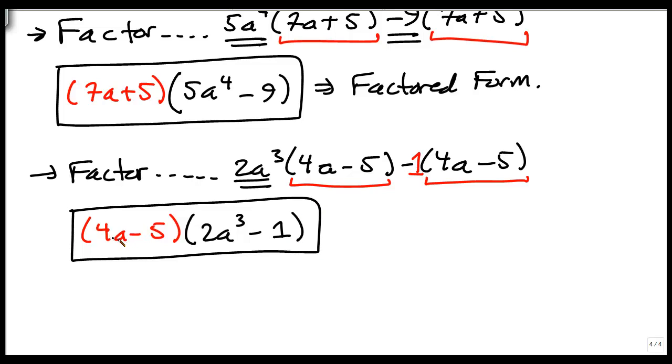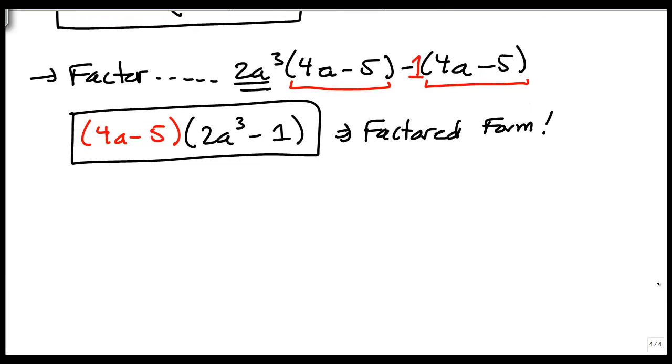Now if we distribute, we have 4a minus 5 times 2a cubed, that's here, minus, here's my minus, 1 times 4a minus 5. Now if this minus 1 wasn't here, the only thing I'd get back when I checked my answer would be the first term. So I've got to have that minus 1 in there in order for this problem to work. So those are tricky. Make sure that you keep your eye on those.